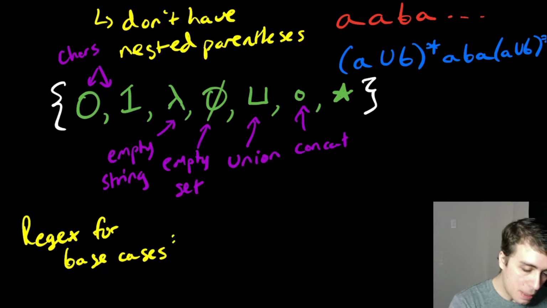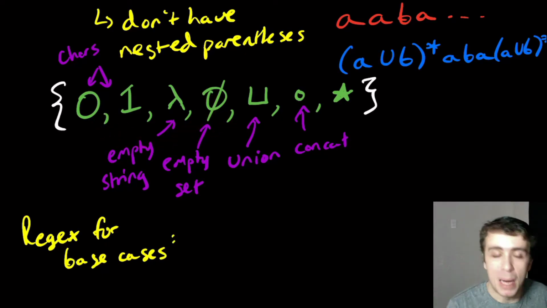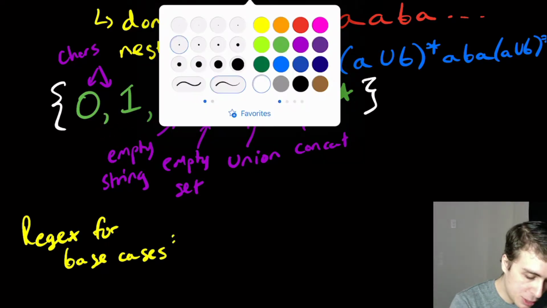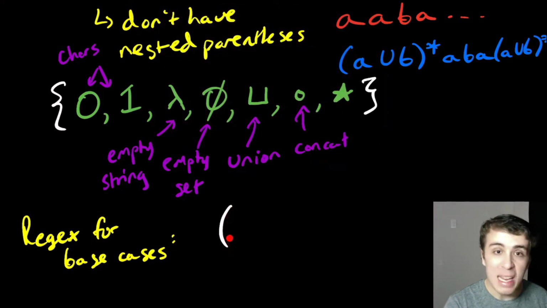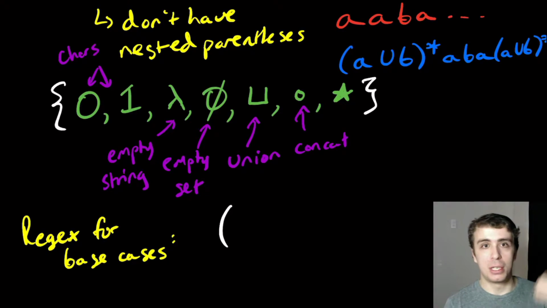Well, it's going to be one of these four things. Those are the only possibilities. So the regex is going to be parentheses. I'm going to have white here represent the actual regex, and green mean the characters that are in this set, which correspond to operations or things in the actual real regex if we treated it as one.